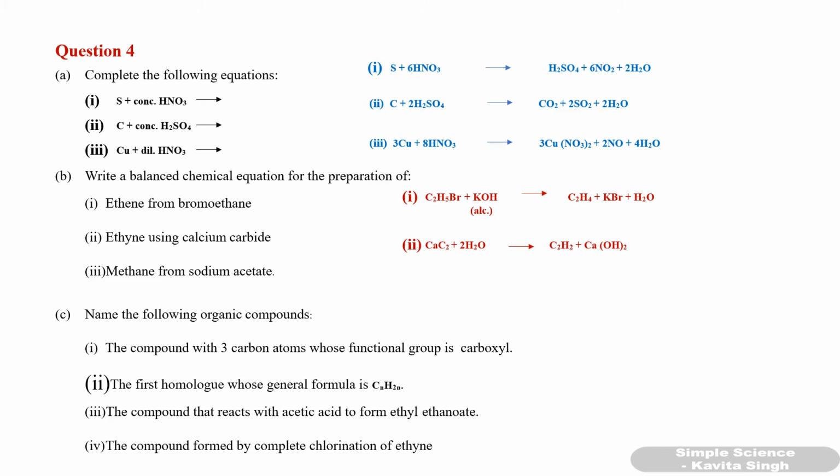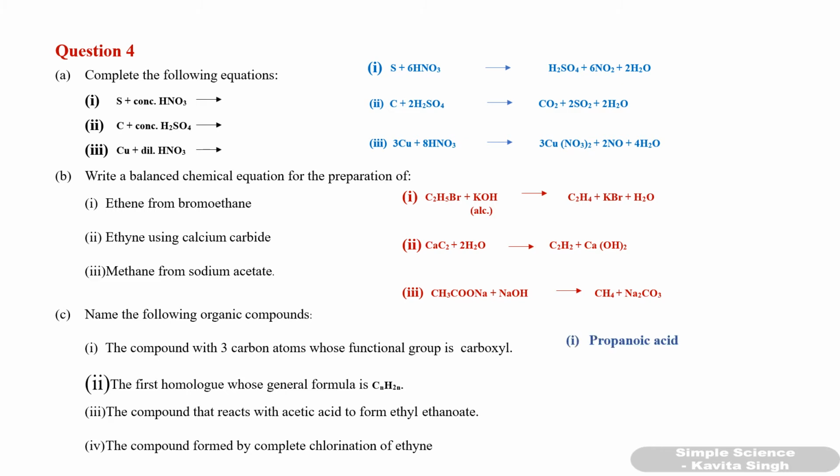Methane from sodium acetate. How will you prepare methane from sodium acetate? So when sodium acetate reacts with NaOH, sodium hydroxide, it forms methane and sodium carbonate. C, name the following organic compounds. The compound with 3 carbon atoms whose functional group is carboxyl. Carboxyl group means oic acid. Okay, carboxyl group. And 3 carbon atoms means propane. Okay, so propanoic acid.